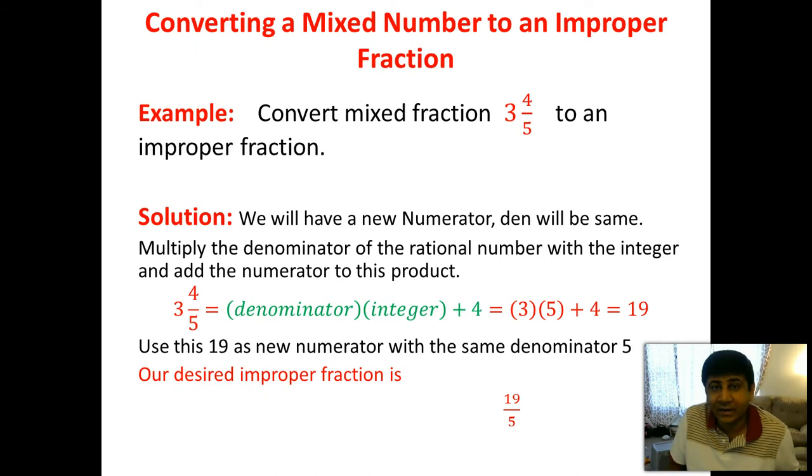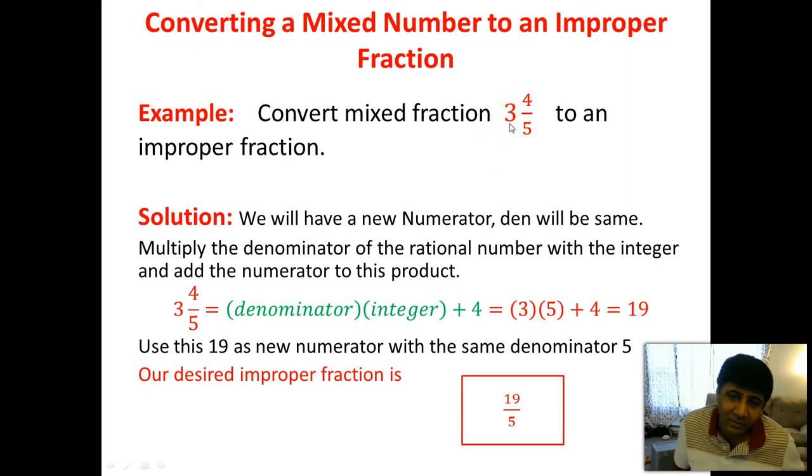Understand it? Let me go over it again. If you want to convert a mixed fraction to an improper fraction, multiply this integer with the denominator and add the top. That will be your new numerator, and the denominator will be the same as in the mixed fraction, which is 5 here. So that will give you your answer.